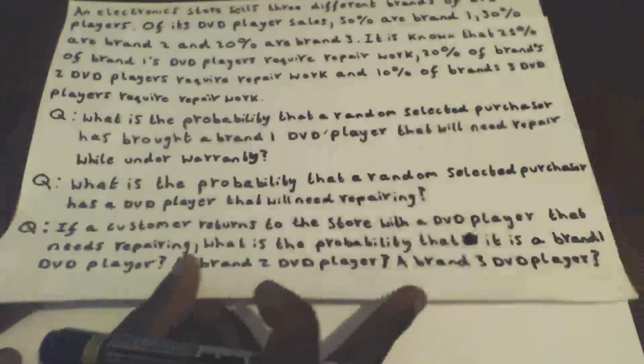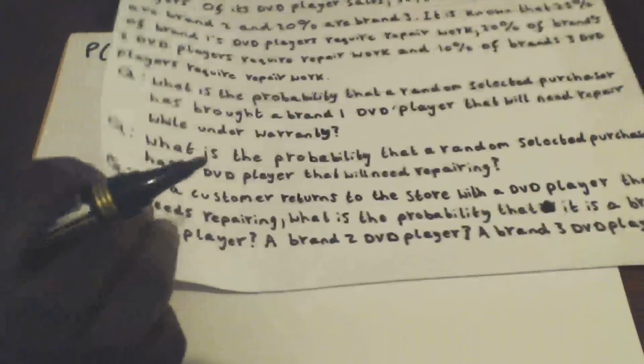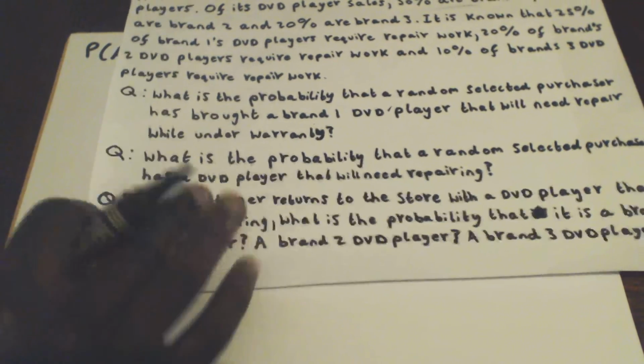Hopefully you can tell the difference between that and the probability that it needs repairing given that it's brand 1. Here we actually want the probability that it's going to be brand 1, brand 2, or brand 3. Before, we were wanting the probability that it needed repairing. So that's why I've got A1 given R instead of R given A1. So what's that going to be?